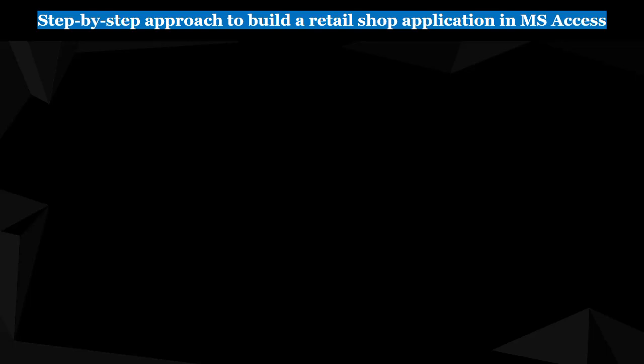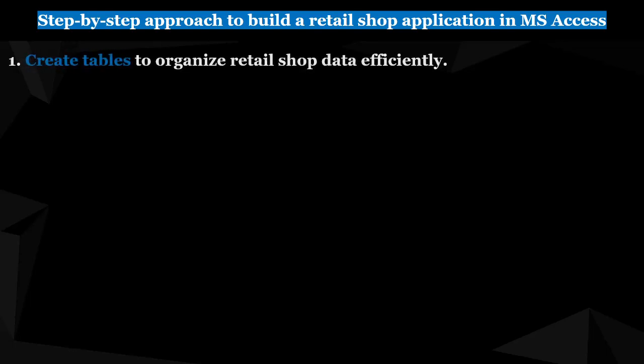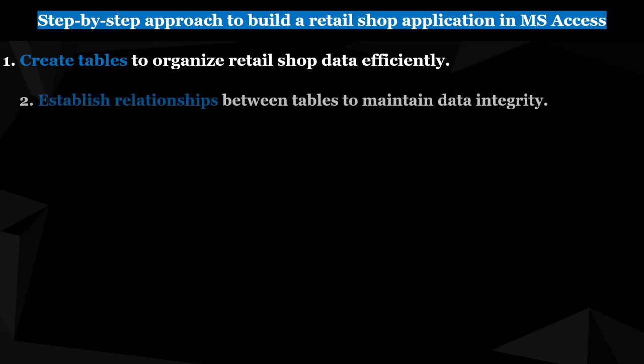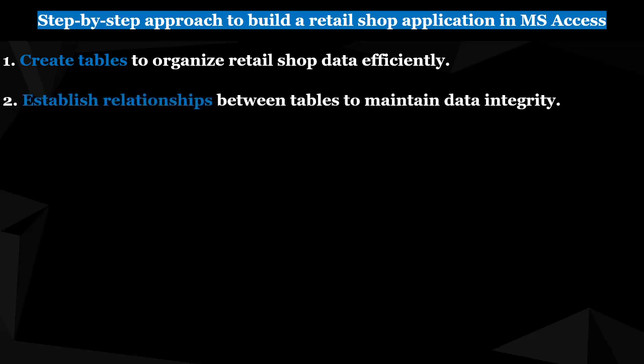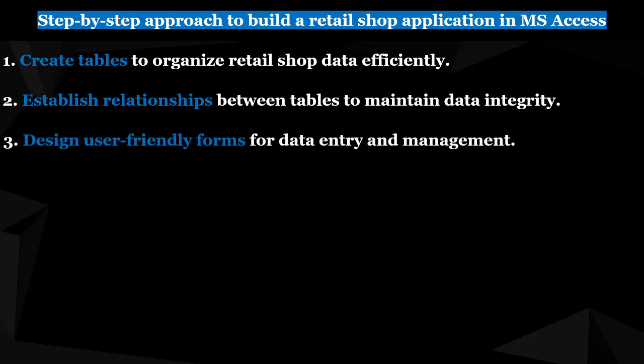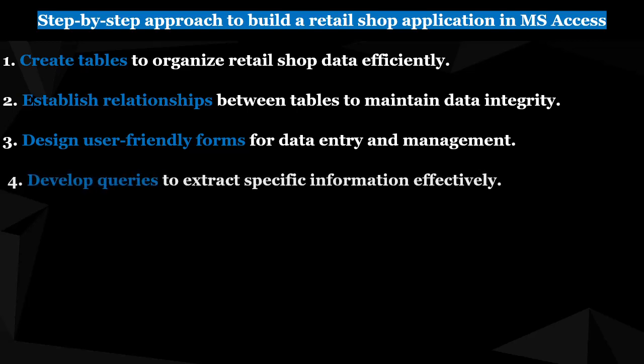In this tutorial, we will follow a step-by-step approach to build a retail shop application in MS Access. The process consists of 8 key steps, which are as follows. 1. Create tables to organize retail shop data efficiently. 2. Establish relationships between tables to maintain data integrity. 3. Design user-friendly forms for data entry and management. 4. Develop queries to extract specific information effectively.